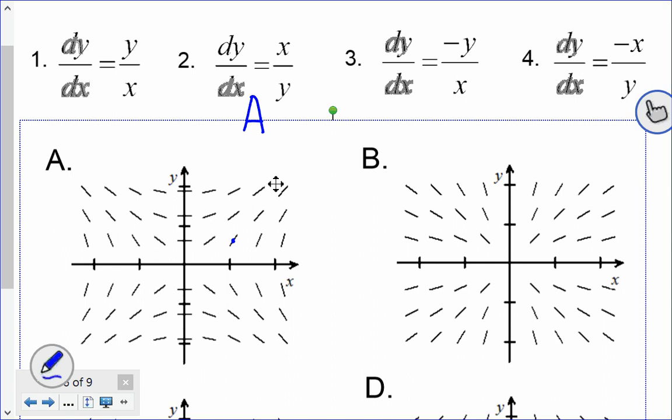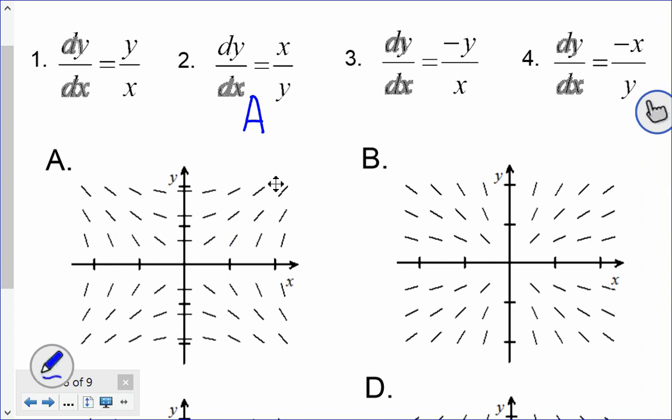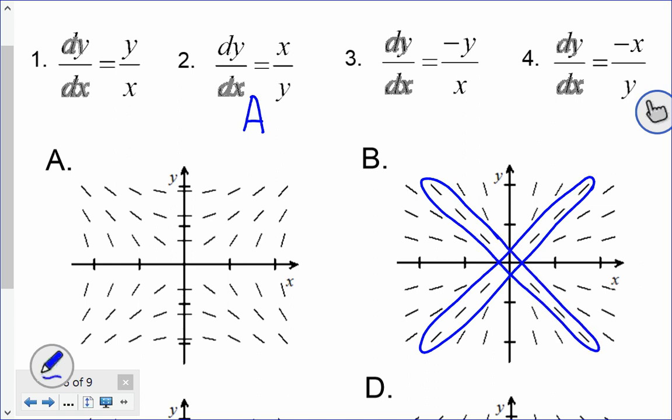Okay, so let's look at B. Again, on B, I would notice the same thing. Right down here, I've got x equaling y, and I've got a slope of 1. I can also notice that this way I have a slope of negative 1. So there are a couple of things that you can notice. Our choice is either x over y or y over x. Well, we've already done x over y, so it must be y over x.